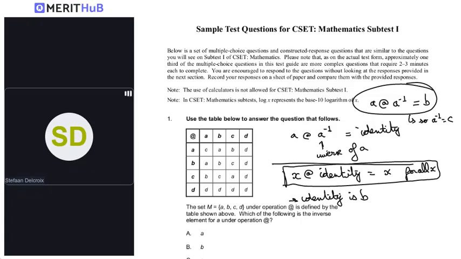It's C, because A operation something gives me B, that's here. It's C. A operation C is B. So first we figured out that B is the identity, then we figured out that C is the inverse of A. And you should check the other one. C times A should also be then the identity. C operation A is B. So yeah, the correct answer here is C.